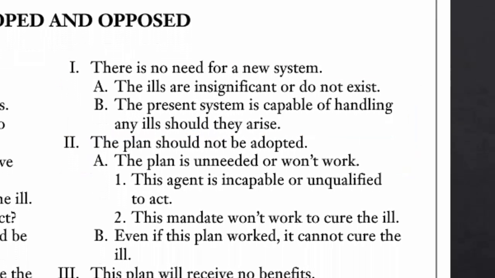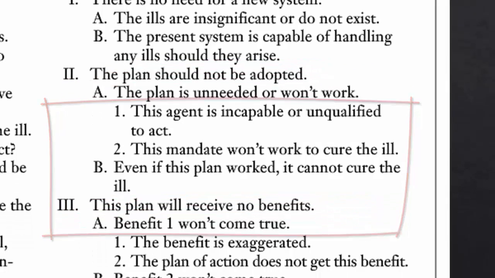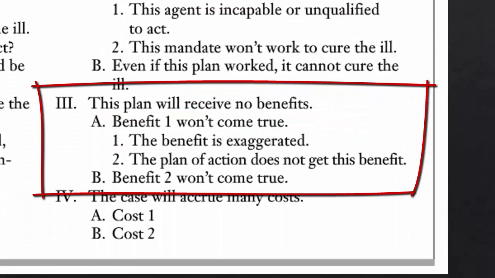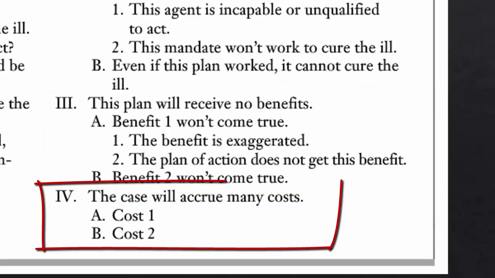The second section deals with the plan, and so it focuses specifically on problems with the plan implementation regarding the agents or the mandate, and then of course the issue of solvency. Even if the plan does work, it's not going to solve the problem. Third section, the plan won't receive any benefits, and so it directly addresses the alleged advantages that the affirmative side would forward. And in addition, a final section that the negative would argue is that this plan of action is going to accrue many costs or disadvantages.